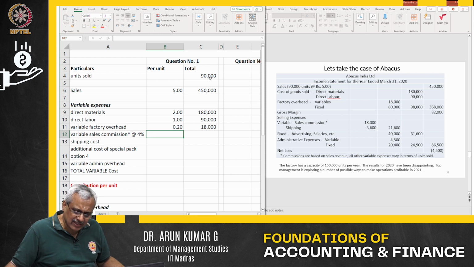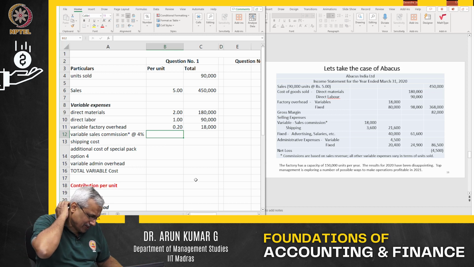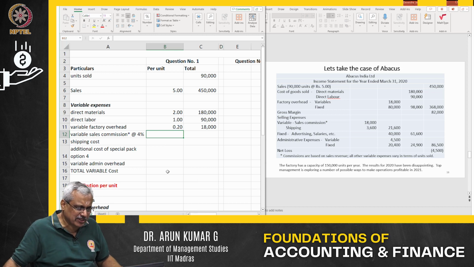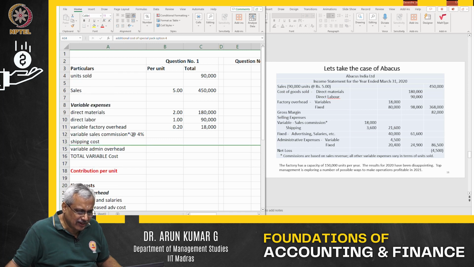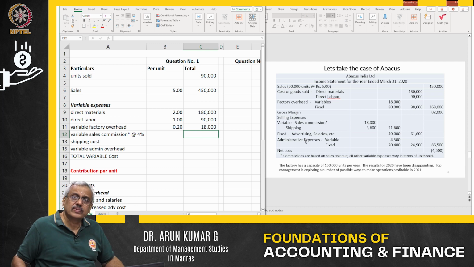Now, there is a fixed cost, let us come to the fixed later because we are looking at calculating contribution. When calculating contribution, we are looking at only the variable cost part. Next, there is a fixed cost, gross margin, selling expenses, variable selling commission is about 18,000 rupees.